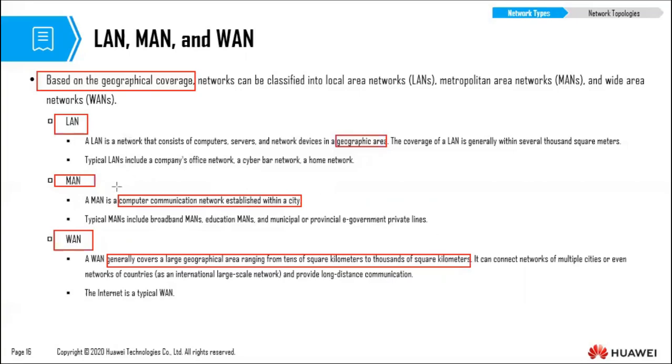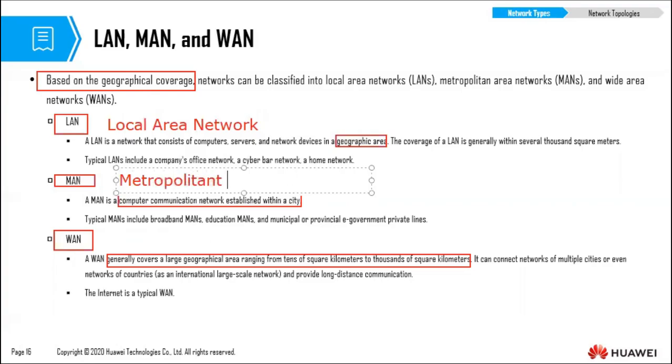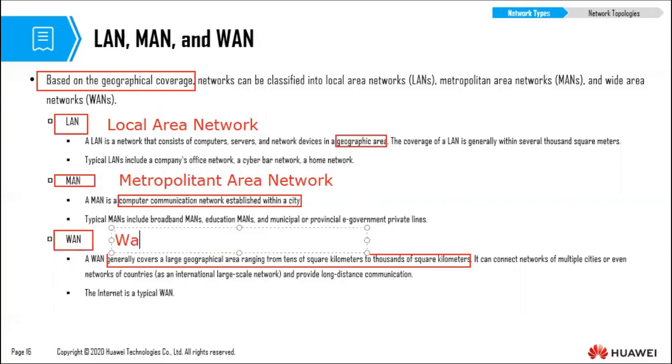So local area, metropolitan area, and wide area network. How do you spell metropolitan? Metropolitan area network. I'm not sure whether the spelling there is correct. Then there's no T. Okay, so remove that T. It is metropolitan network. I can't edit it here.